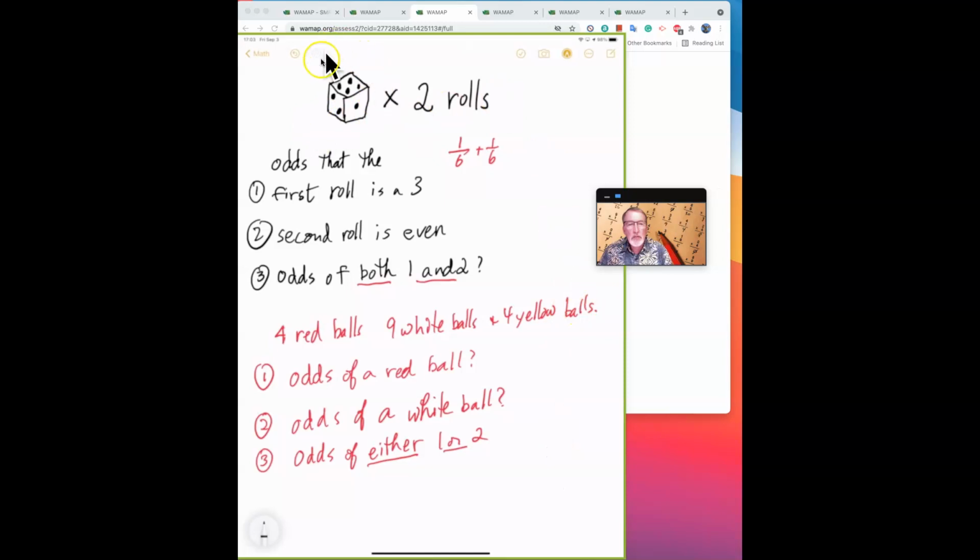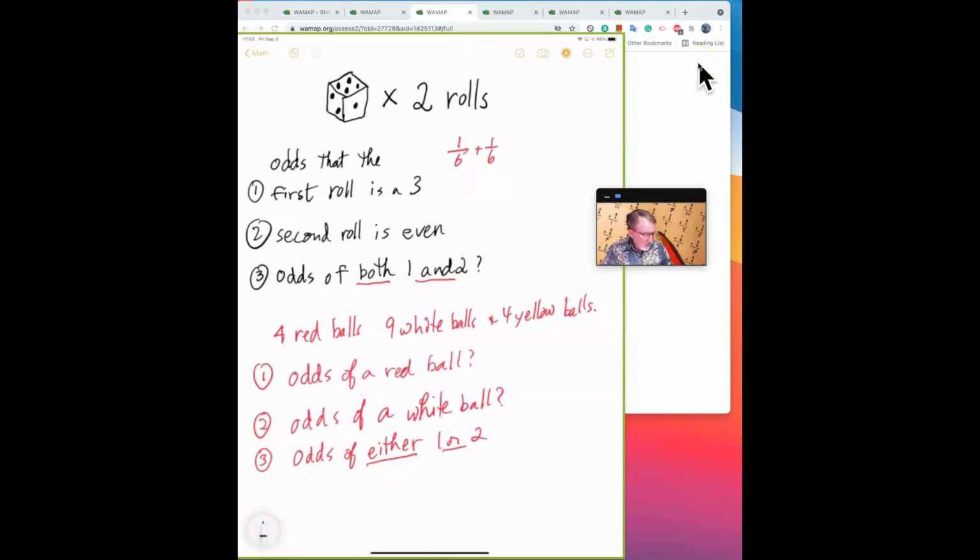And we're going to roll a die twice. The odds that the first roll is a 3. So first roll, you have 1, 3, and there are 6 numbers on a single die. So you've got a 3 is one of those 6 numbers. So you've got a 1 in 6 chance.